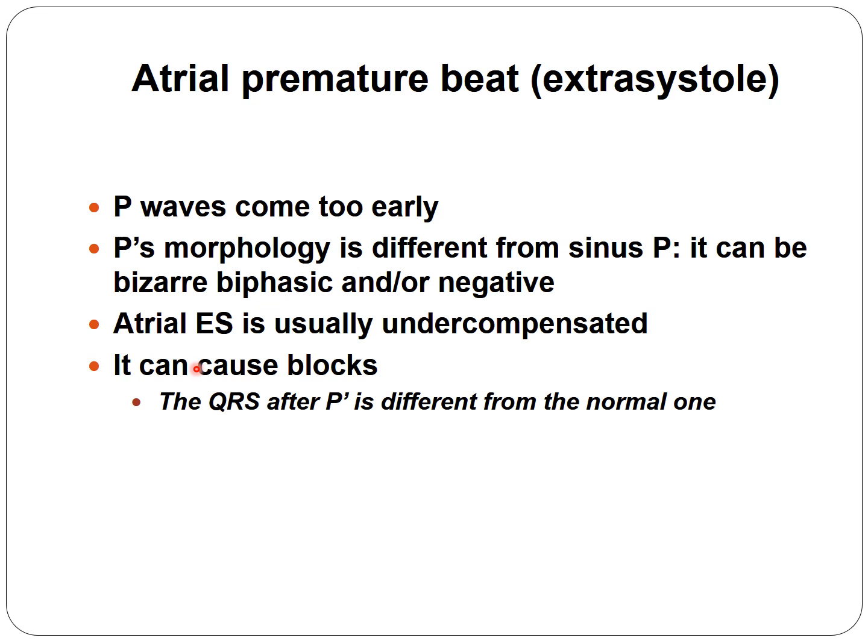It can cause blocks as well. If it comes earlier, that can cause bundle branch blocks very easily, meaning that the QRS after this early coming P wave is altered, is different.